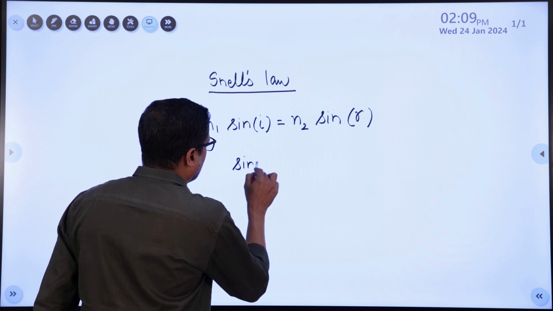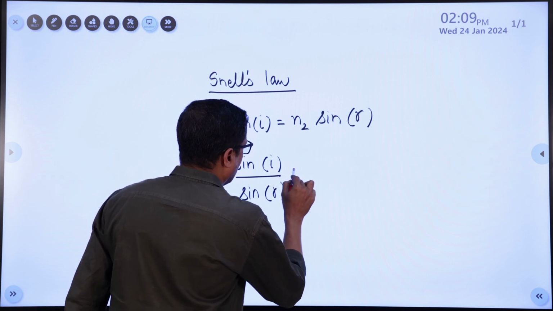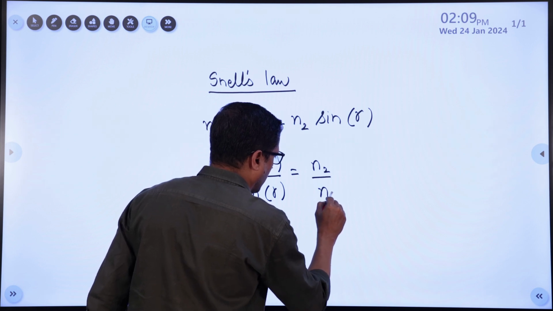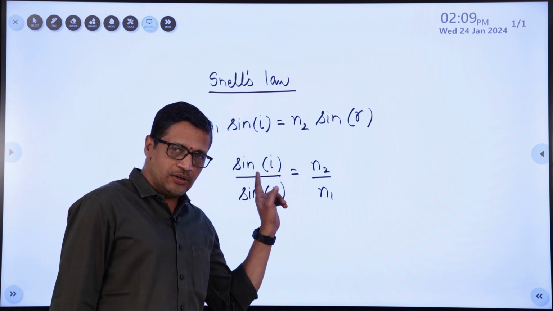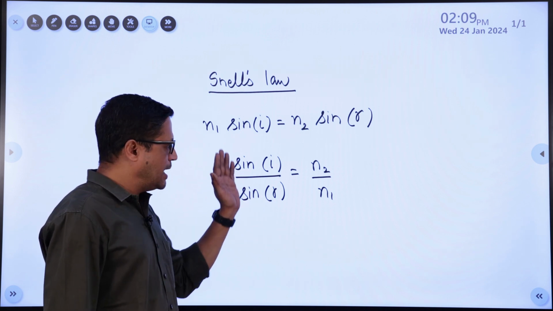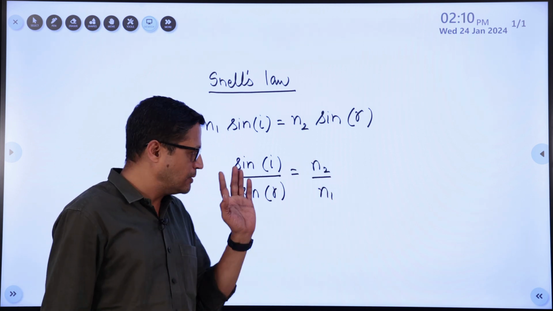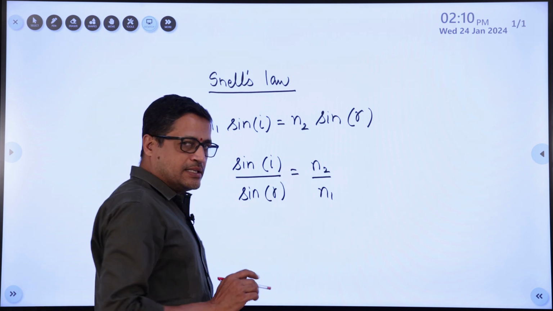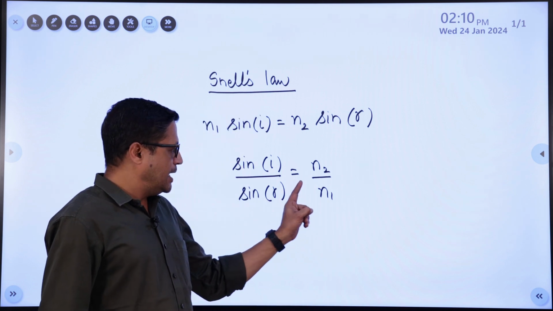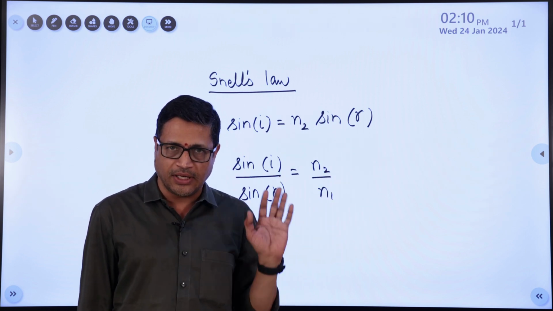So from this we can write sin I by sin R will be equal to, sin R has come down here, so it will be N2 by N1. We know that I is the angle of incidence, R is the angle of refraction, and this is the mathematical sine function, and now our concentration is going to be more on the right hand side, that is N2 by N1. N2 is refractive index of the second medium into which the light ray is going to go, and N1 is the refractive index of the first medium in which the light wave was initially traveling.